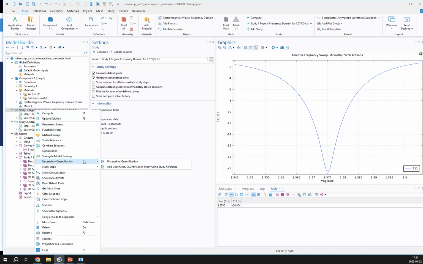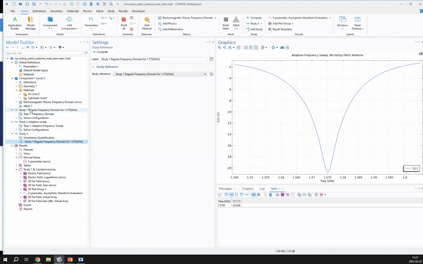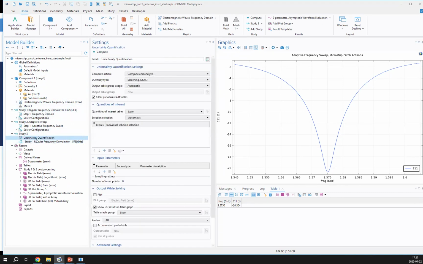What we need is to call the pop-up menu from the basic study and add an uncertainty quantification study using study reference. So here we see the study reference to the basic study, and on top of that, the uncertainty quantification node that looks and acts almost like an optimization study step, which I believe is more familiar for all of us. Here we start with the default basic screening study type and opt for the compute and analyze action.